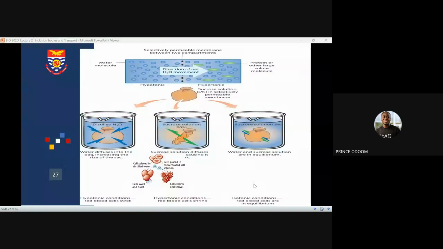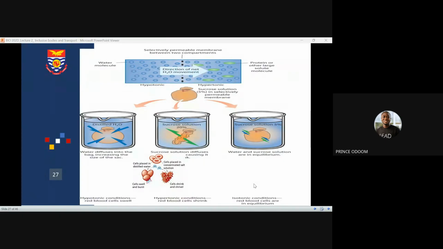So let's understand something. Now we said that osmosis is the movement of water molecules from a region of lower concentration of solute to a region of higher concentration of solute across a semi-permeable membrane, or from a dilute solution to a more concentrated solution across a semi-permeable membrane, or from a region of higher water potential to a region of what? Lower water potential.